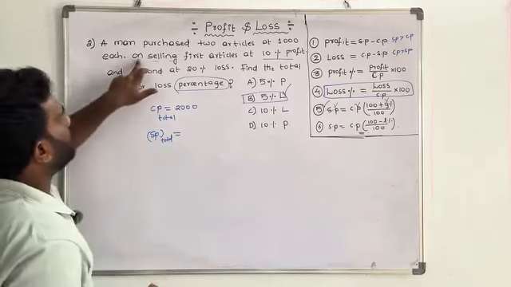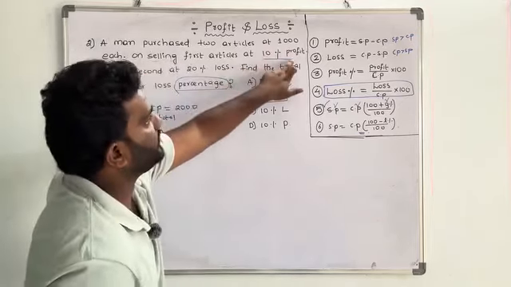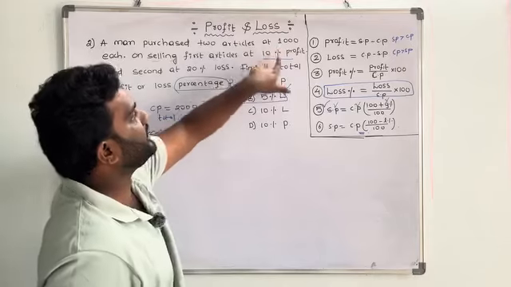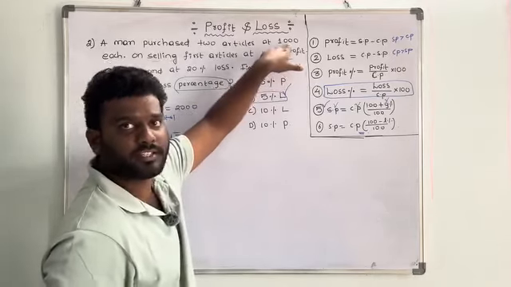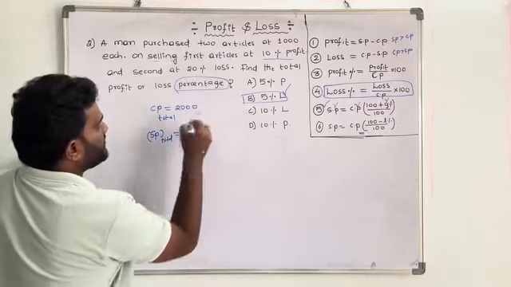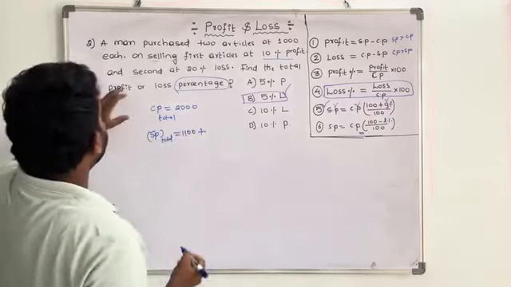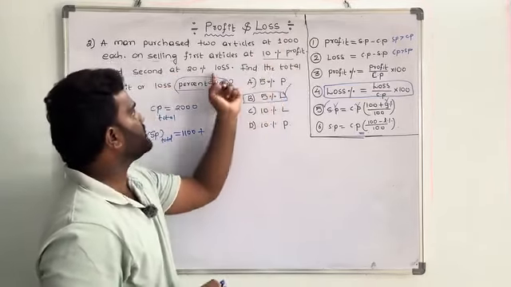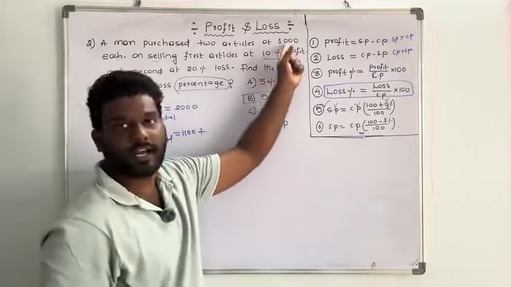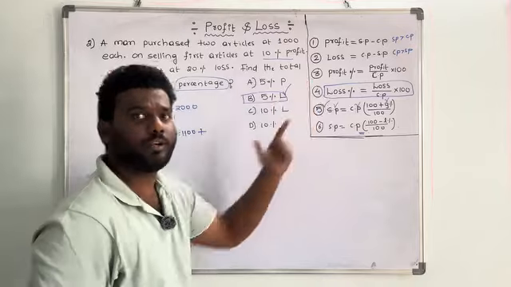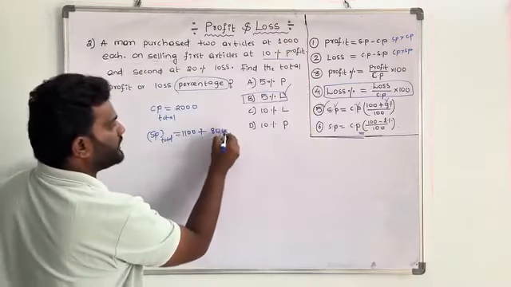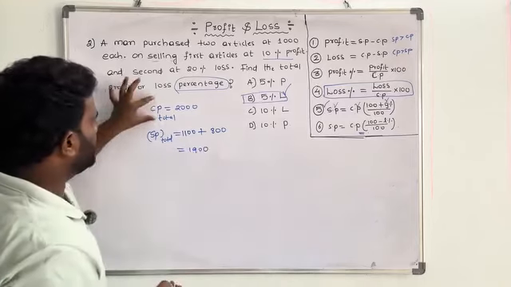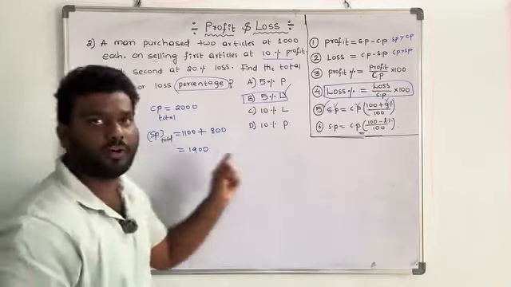Here you can see on first article he got 10% profit. Means on 1,000 rupees he got 10% profit. What is the 10% of 1,000? It's 100 rupees, right? So 1,000 plus 100, 1,100 plus on second article he lost 20 percentage. See, on 1,000 rupees he lost 20 percentage, right? So 10% means 100 rupees, 20% means 200 rupees. So 1,000 minus 200 simply 800. So what is the total selling price? Simply 1,900.